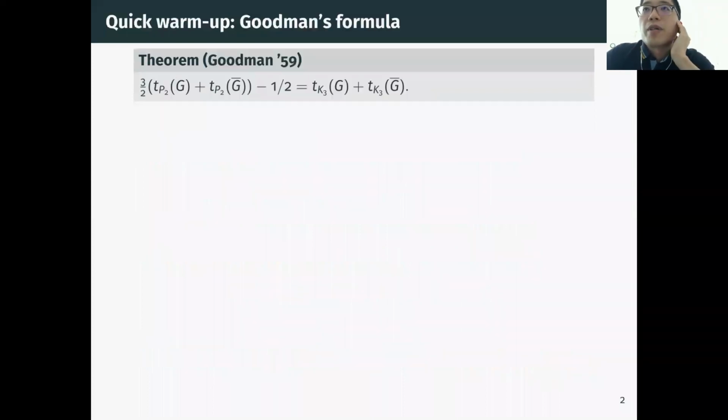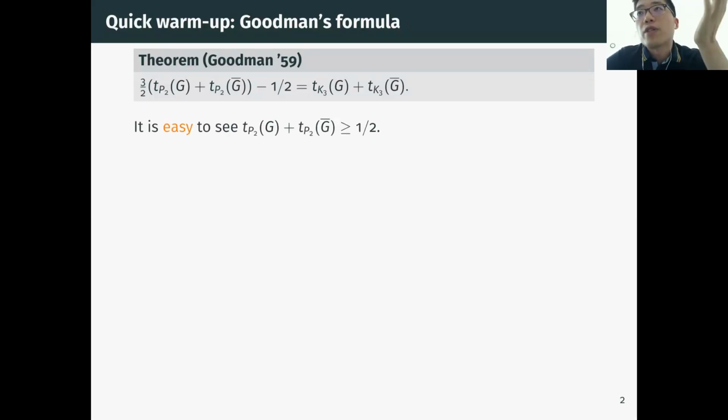And let me give you some examples. Here's Goodman's formula, which is one of the important elementary results in the area. It can be rephrased as follows. Here I have the monochromatic triangle counts, and here I have the monochromatic two-edge counts. Here P2 means the two-edge path. Okay, so I have this formula, and you could actually prove this by yourself quite easily, so let me just skip that.